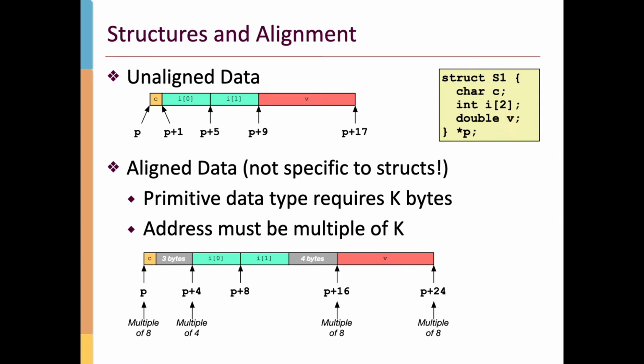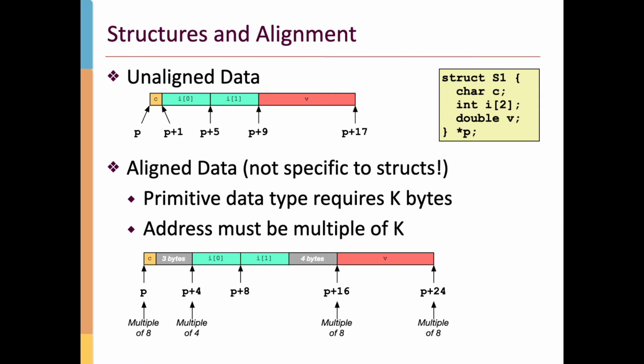So we might expect the compiler to allocate space in memory like this, where if P is the beginning of the memory that this thing is going to be stored in, we might have 1 byte for C, and then at P plus 1 we'd store the first of those integer array elements, and then at P plus 5 the second of those, and at P plus 9 the value for V, that double, and then the beginning of the next chunk of memory would start at P plus 17.